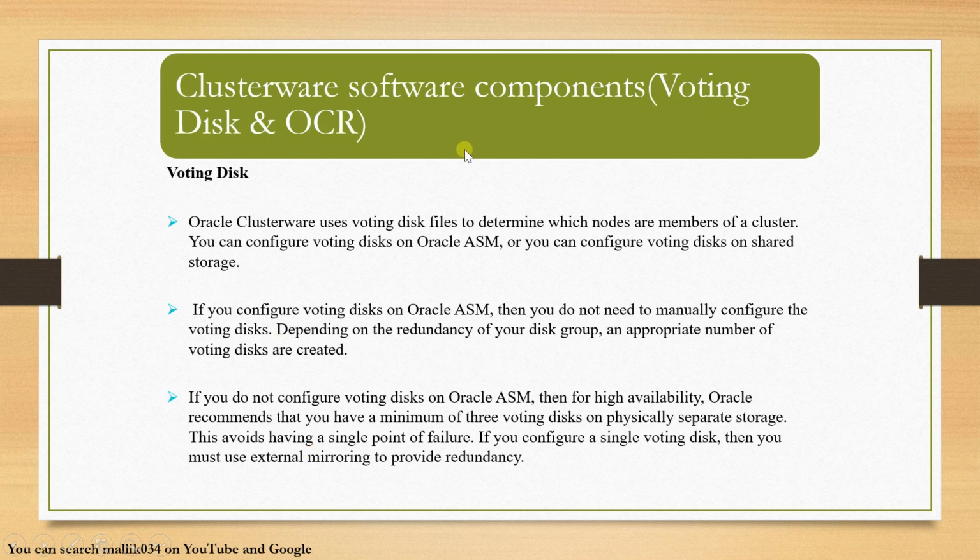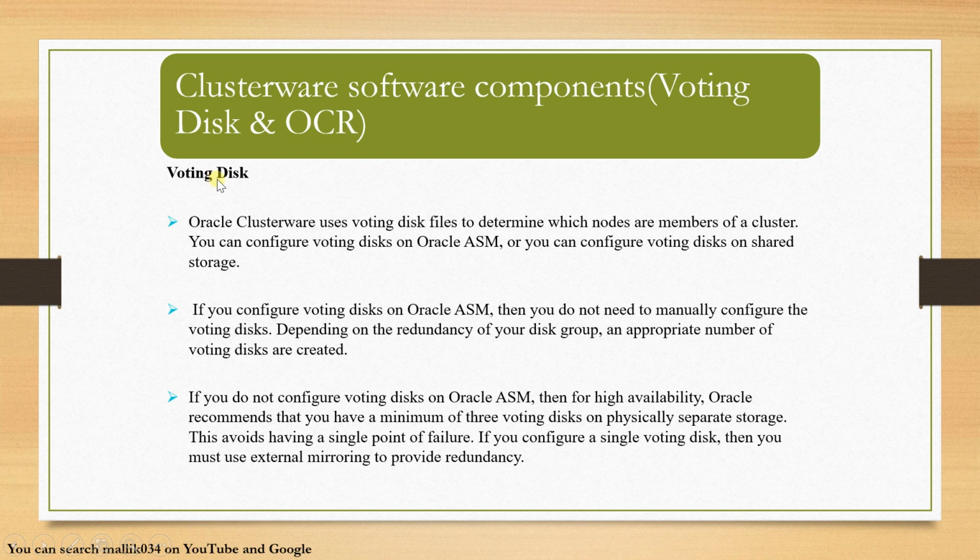And Clusterware software components: voting disk and OCR. The voting disk is again a shared disk. All instances will have access to this voting disk, and it holds my node membership information and the timestamp registration of each node. I already covered the voting disk in my previous topic, but just to recap, it has two main areas: one is static data and one is dynamic data. Static data has node information, dynamic data has node registration information.